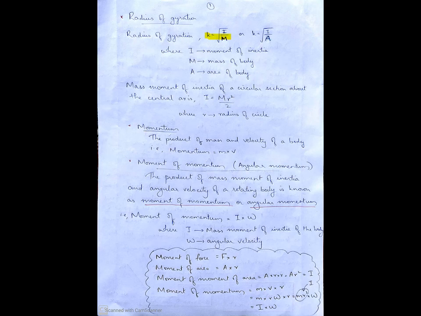Now mass moment of inertia of some sections you have already studied in your third module: the mass moment of inertia of a ring, of a cylinder, and a uniform disk. You have already studied the equations. Here, in most problems, we will be using only the mass moment of inertia of a circular section or uniform disk, both the same, which is equal to m r square by 2, where m is the mass of the body and r is the radius of the circle. So these are the two equations which you should be remembering.